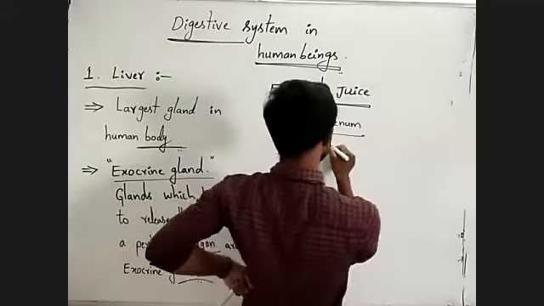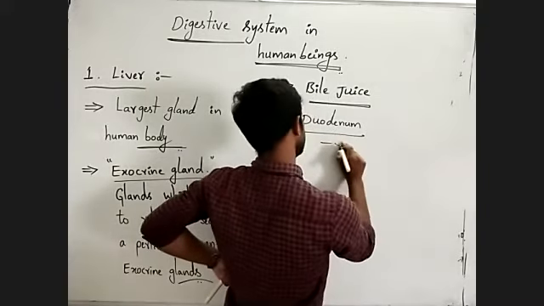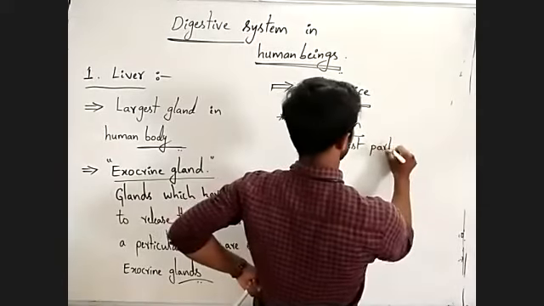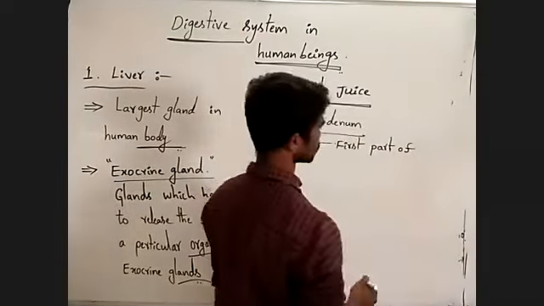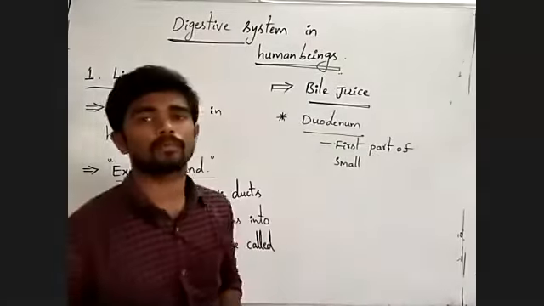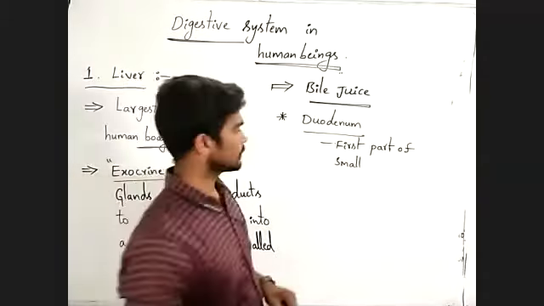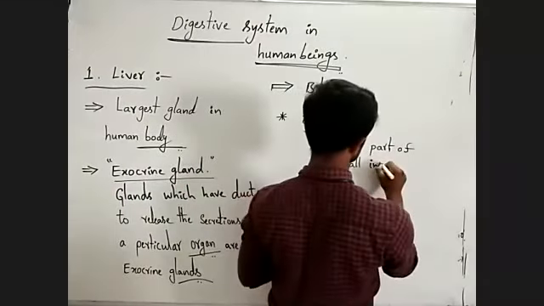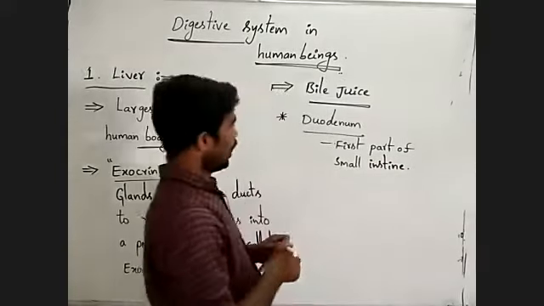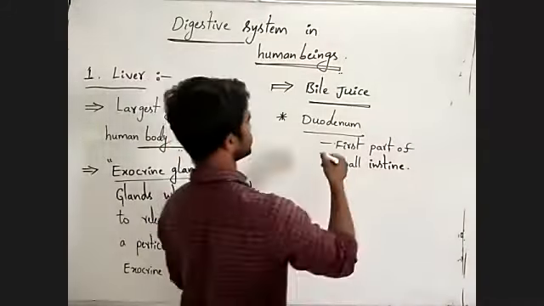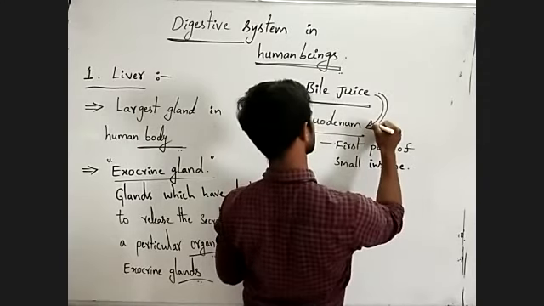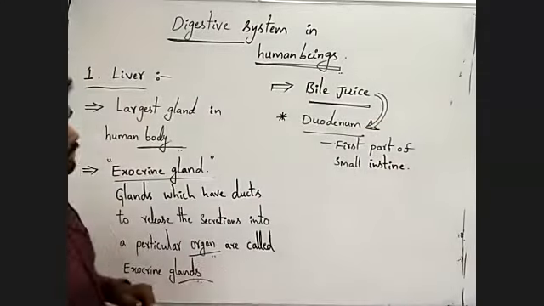You know very well that the duodenum is the first part of the small intestine. Bile juice is secreted into the duodenum.